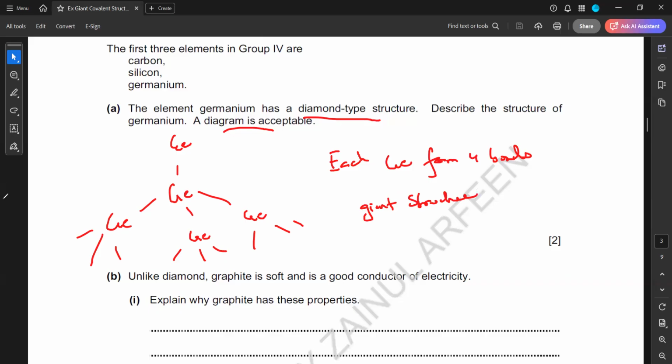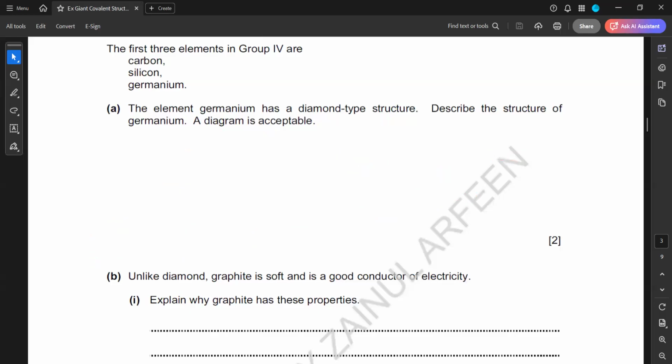Should we state it as well as draw the diagram? No, no. If you draw a diagram, then you will score the mark. If the diagram shows 4 bonds and it looks like a giant structure, 1 mark is for drawing these 4 bonds and 1 mark is for showing a repetition in the structure. So if you draw the diagram and don't write anything, you will still score the mark, because they mention a diagram is acceptable.